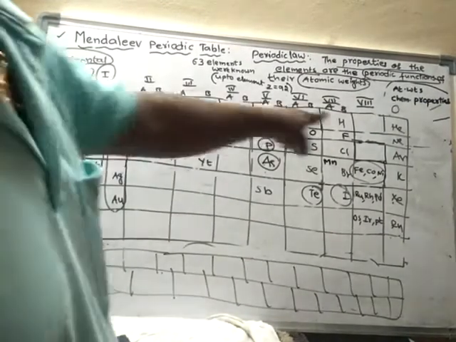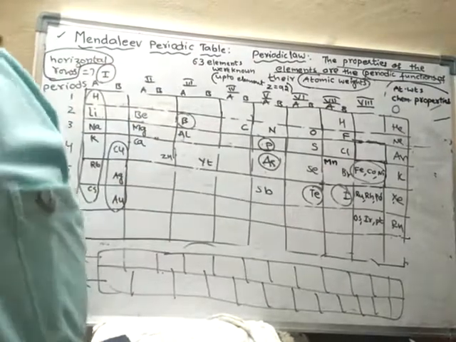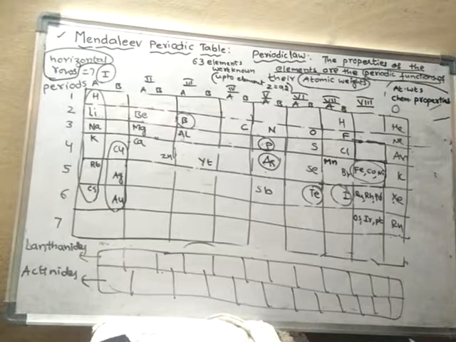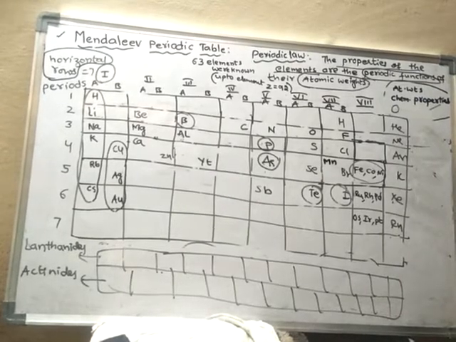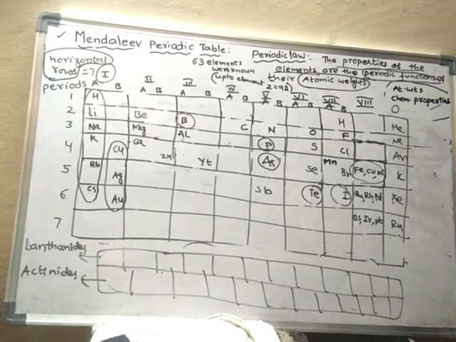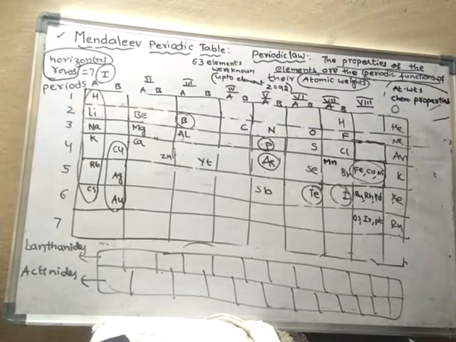Even the position of hydrogen is also wrong. That is also one of the defects. That is why the Mendeleev periodic table was rejected by the scientists. And now the scientists were looking for a new periodic table. So after Mendeleev, what has happened, we will learn in the next video.